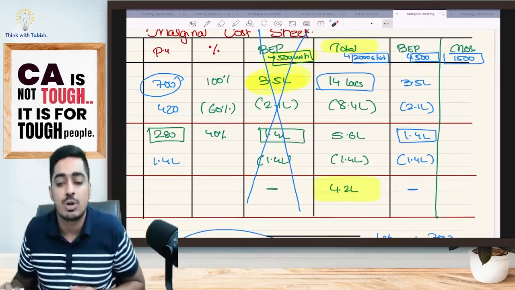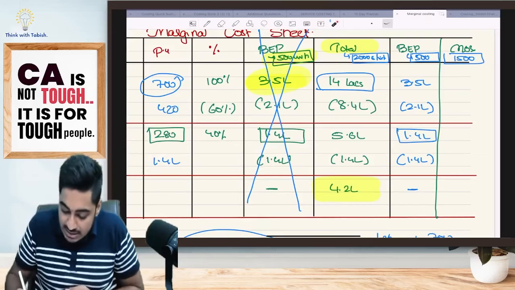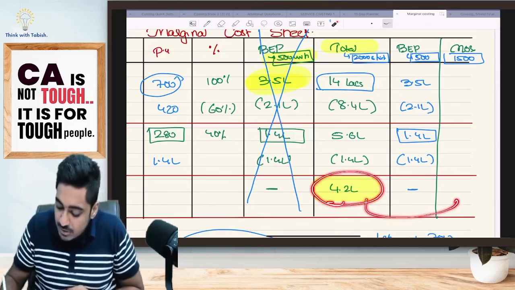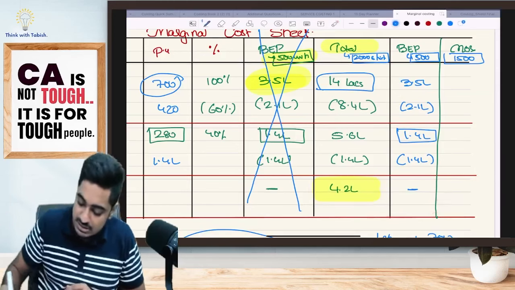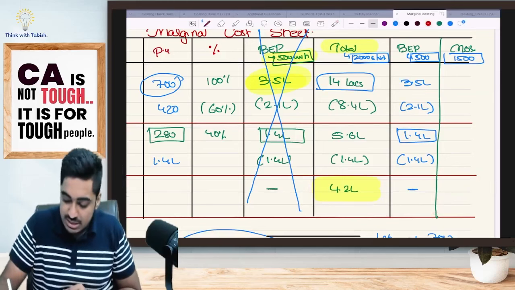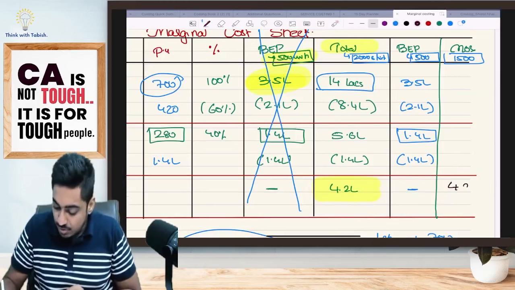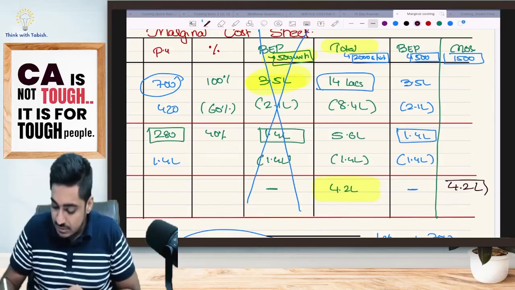1 rupee also profit will not be there. That means this entire 4,20,000 profit, from where would I have earned? From my margin of safety. Yes or no, everyone? Is this point clear? Yes, sir, this is clear. That means the full 4,20,000 profit I earn from margin of safety.